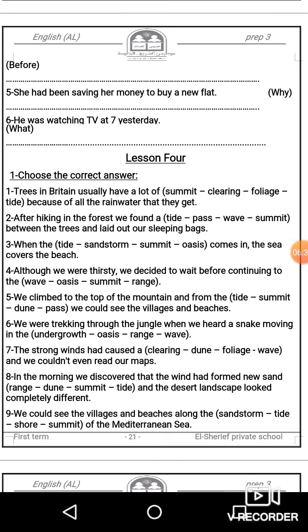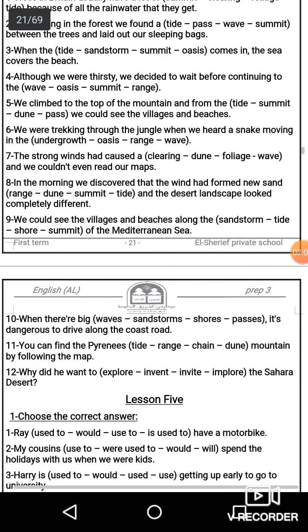In the morning, we discovered that the wind had formed new sand dunes and the desert landscape looked completely different, so it's sand dune. We could see the villages and beaches along the shore of the Mediterranean Sea. It's shore of the Mediterranean Sea.